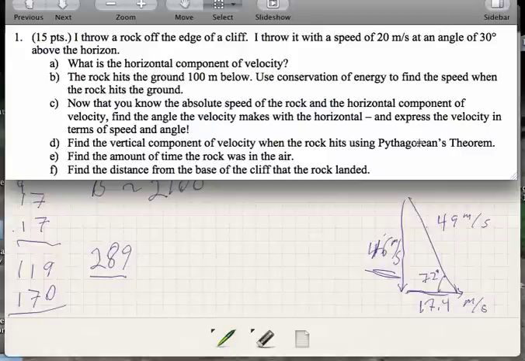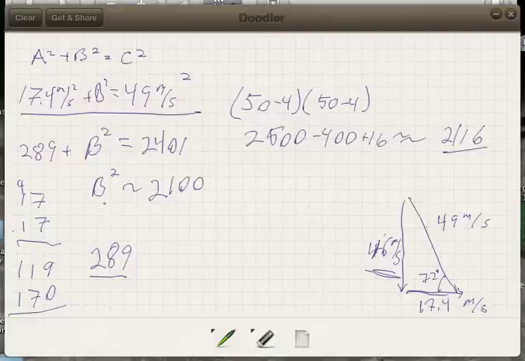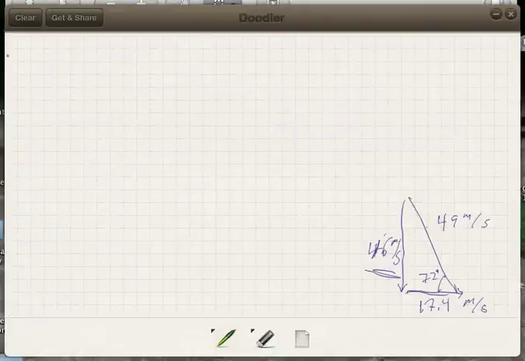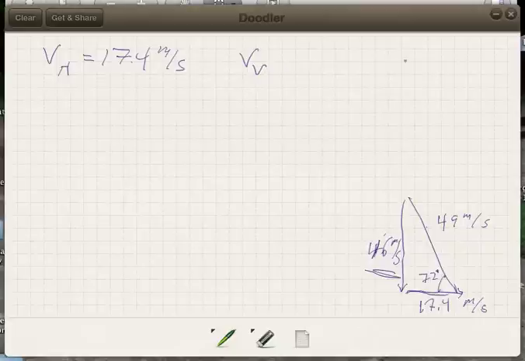The next question says, okay, now how long is the rock in the air, and find the distance from the base of the cliff that the rock has landed. A quick review of what's going on is that we recognize that horizontal velocity is always the same, about 17.4 meters per second, right? But the vertical velocity is affected by gravity. Acceleration is equal to negative g. So we start with 10 meters per second, right? The vertical component of the initial velocity.